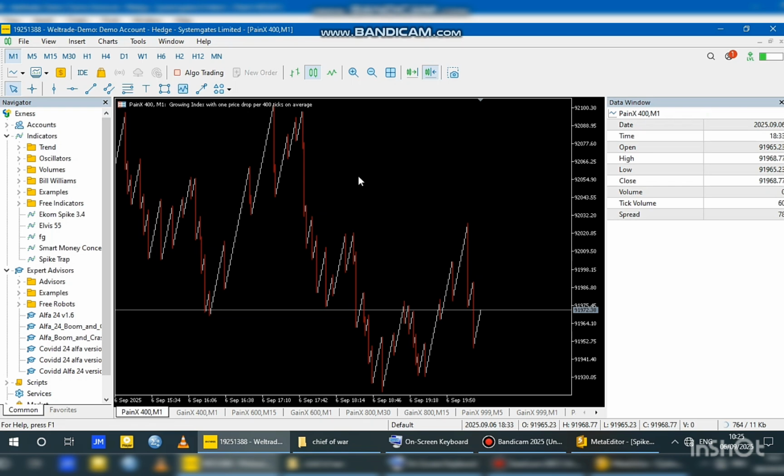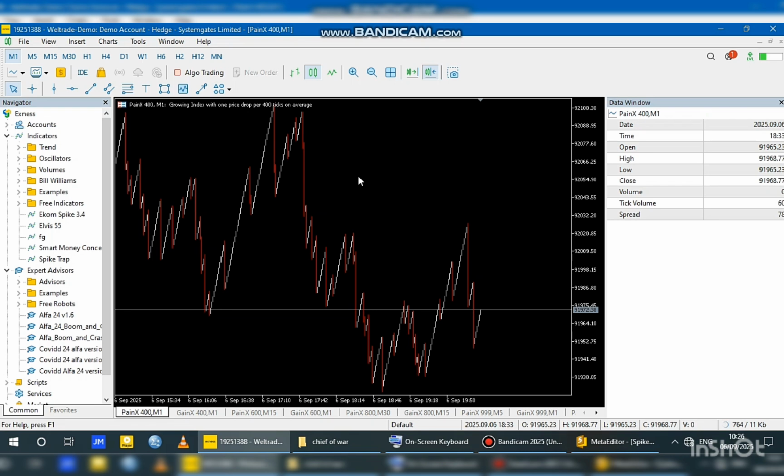For Crash index or Pain index, it gives you a sell signal. And for Boom index or Gain index, it gives you a buy signal with an arrow pointing up. So for you to use this indicator, the first thing to do is to attach your moving averages to your chart. The moving averages help you to detect the market trend, because for Pain or Crash indices, we only look for sells when the market is strongly in a downtrend.